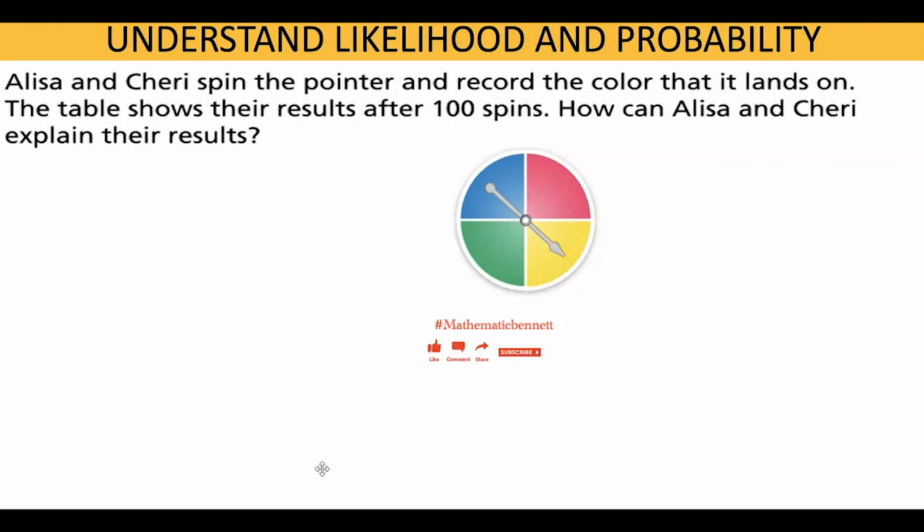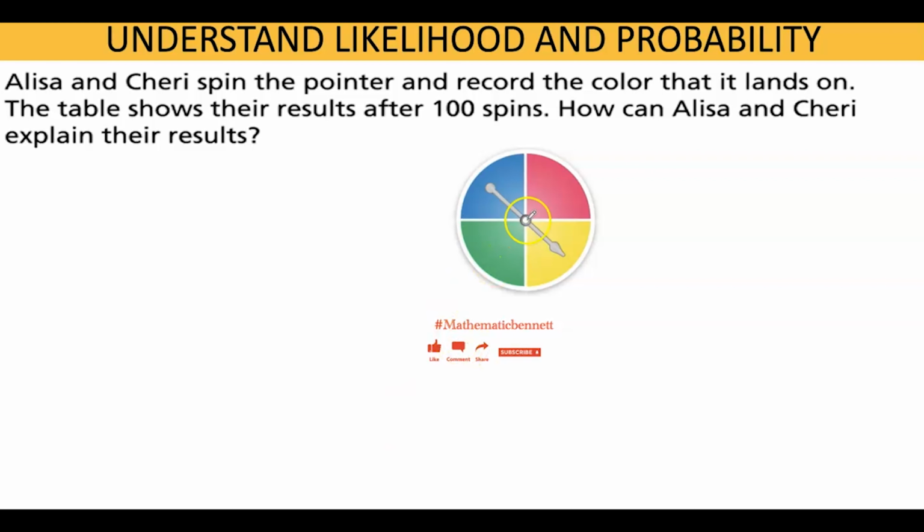Alyssa and Cherry spin the pointer and record the color that it lands on. The table shows their results after 100 spins. How can Alyssa and Cherry explain their results? I'll display the table soon, but first we'll discuss probability.